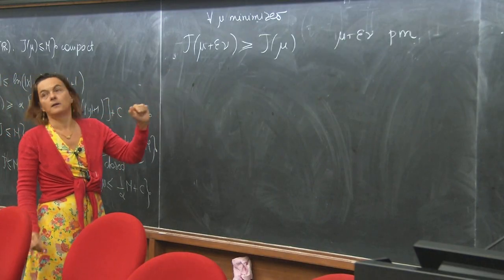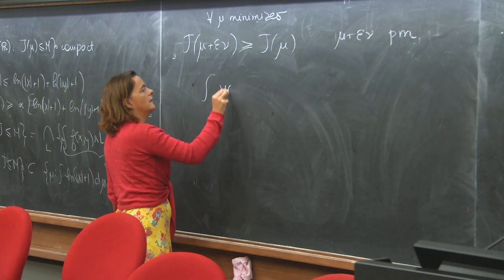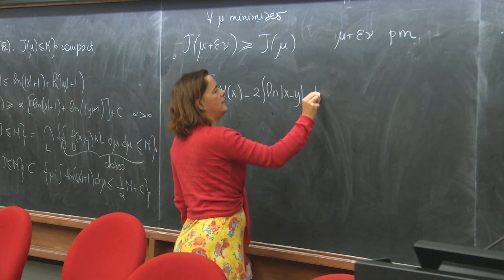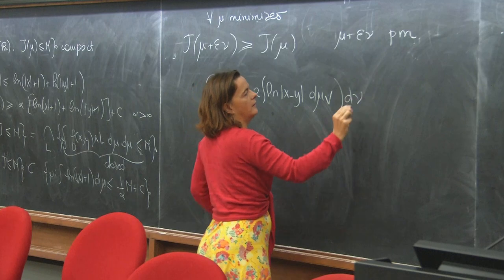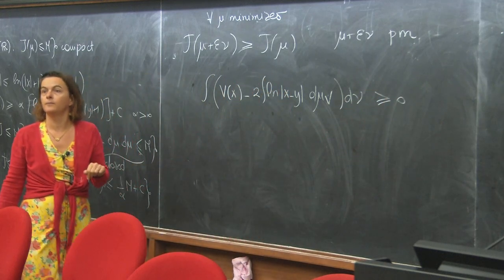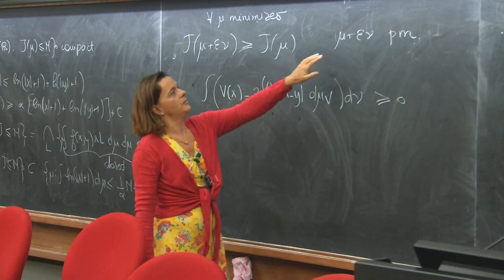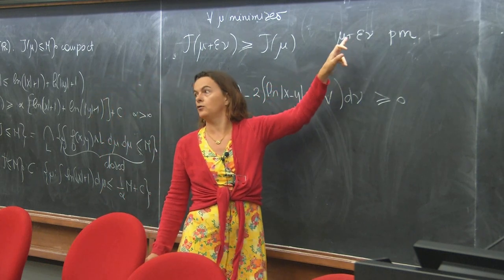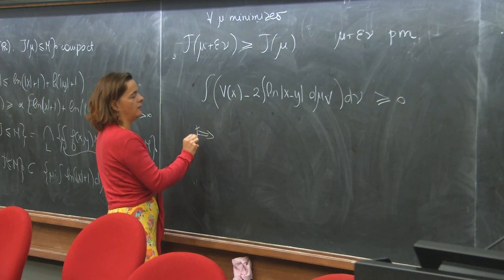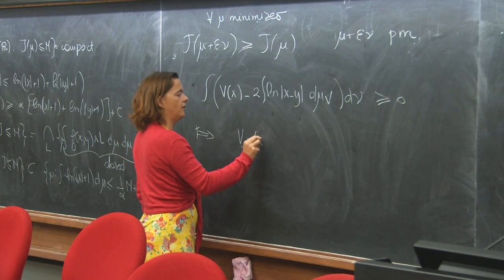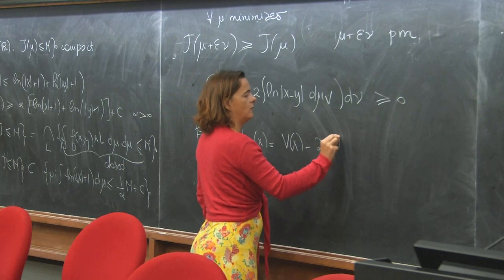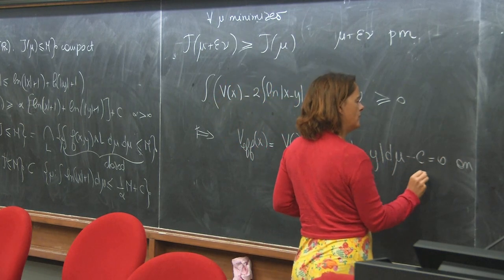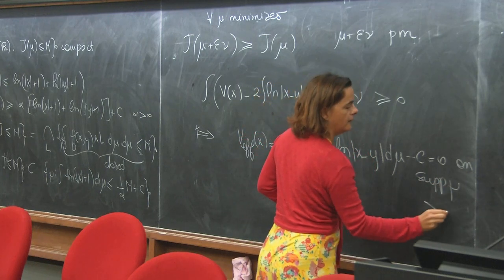Okay, and when you develop this inequality, what you find is that V(x) minus 2 times the integral of log|x minus y| d mu_V(y), integrated against d nu, should be non-negative if you take only the first term in epsilon. You have to be careful that nu has to be such that this is a probability measure, so in particular it has mass zero. And it has to be non-negative outside of the support of mu. So you can see that the minimizer will satisfy the equation, which I will call V effective(x), equal to V(x) minus 2 times the integral of log|x minus y|. So there will exist a constant such that this will be zero on the support of mu, and this will be non-negative everywhere.